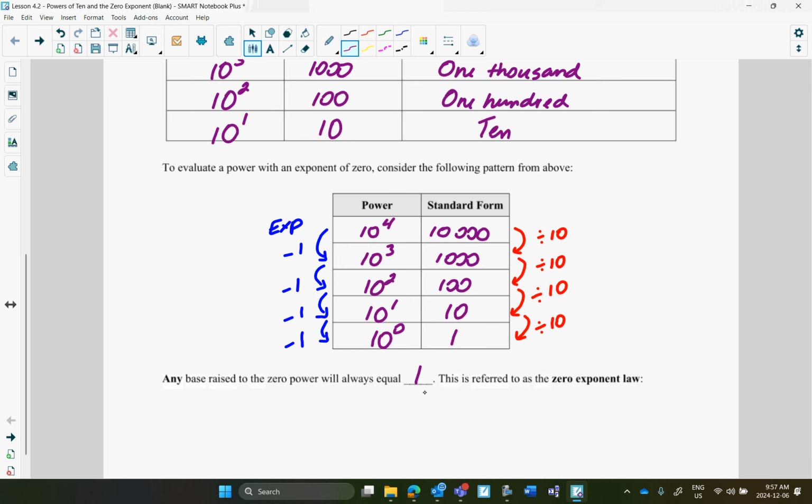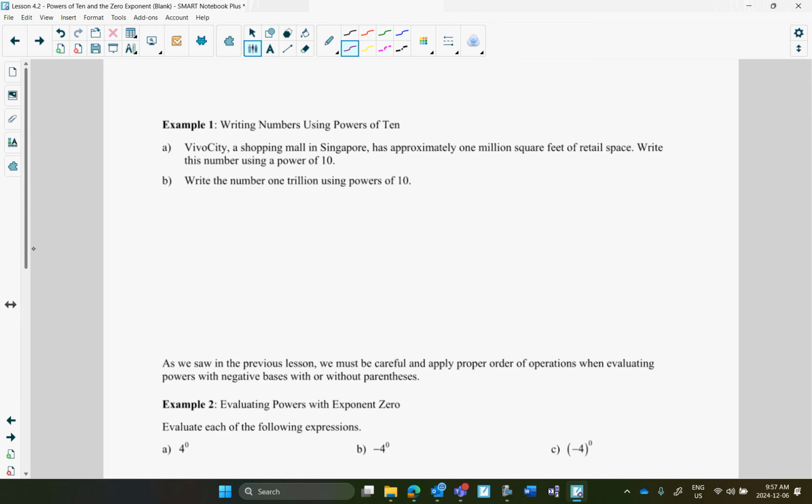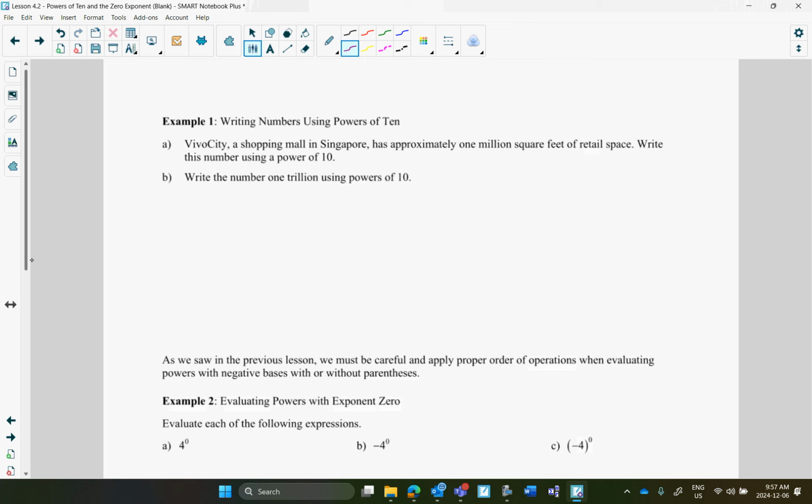So just to wrap up with a couple of questions. We've got a shopping mall in Singapore that has approximately 1 million square feet of retail space. Imagine that would be equivalent to almost 3 IKEAs together. So it's pretty big, because IKEAs are usually around 400,000 square feet. How do I write that using the power of 10? A million. 10 to the power of 6.